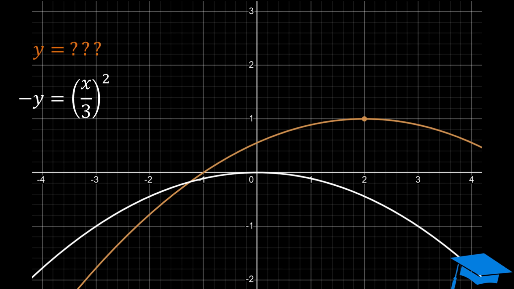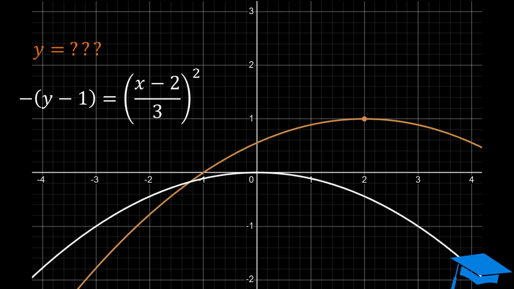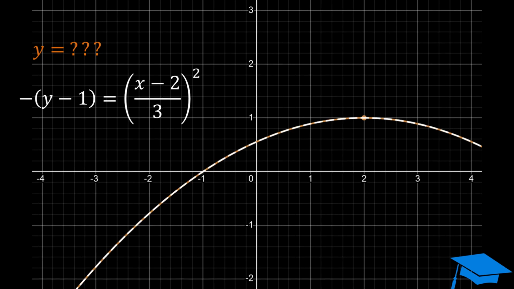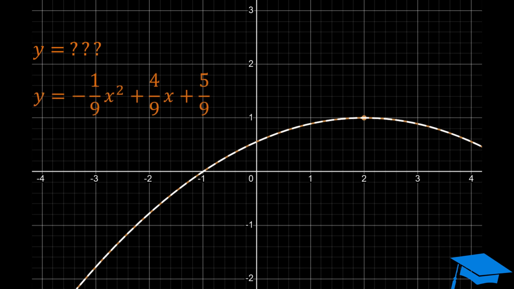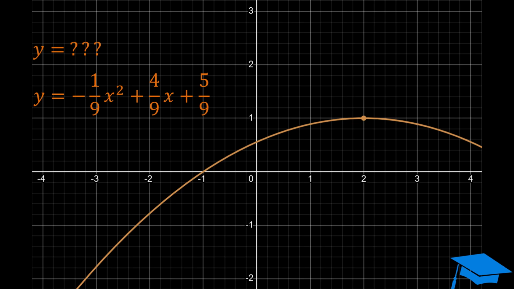Indeed, we only need to perform a translation. Comparing the vertex positions, we see that we need to move 2 units to the right and 1 unit up. So we replace x with x minus 2 and y with y minus 1. And voila, we get the final equation. If you want, you can simplify it with a few algebraic steps to put the equation into standard form, but the exercise itself is finished.